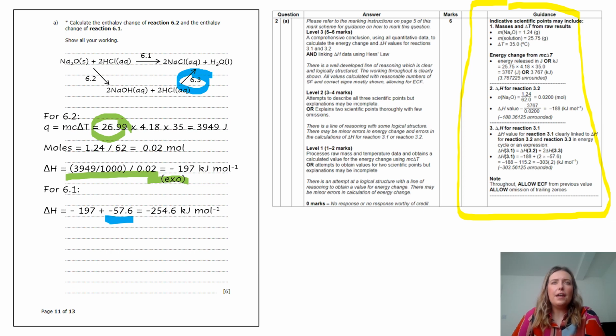To me, this is something that attempts to describe all 3 scientific points over here. They've done the whole question, they've given it all a go, so they've attempted all of these indicative points, but the explanations will be incomplete. And there is a logical line of reasoning, absolutely, but there may be some minor errors in the calculations for delta H and also the energy change. But to me, this completely describes this level 2, and I would give them 4 marks.